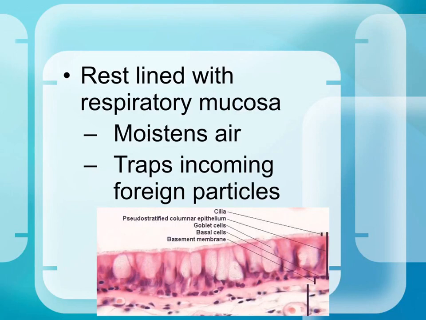Recall that the entire respiratory tract is lined with pseudostratified columnar epithelium, specifically ciliated pseudostratified columnar epithelium, and any type of columnar epithelium also contains structures called goblet cells, and their job is to produce mucus. So the entire respiratory tract is lined with mucus, and its job is to moisten the air, and also because it is sticky, it traps any kind of foreign particles that might enter the respiratory tract.